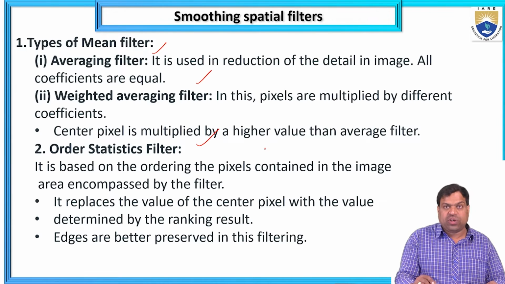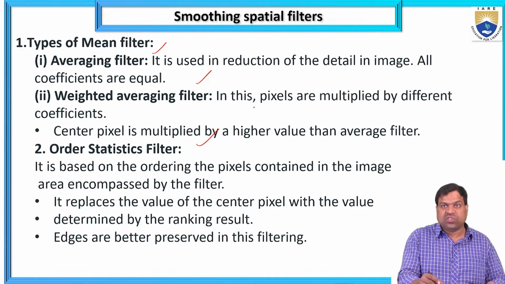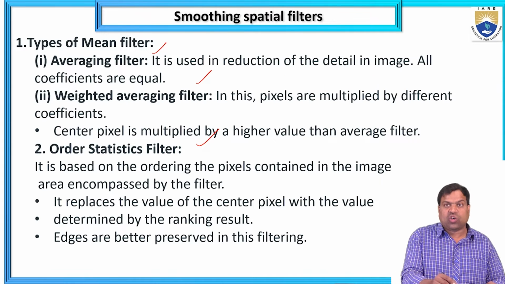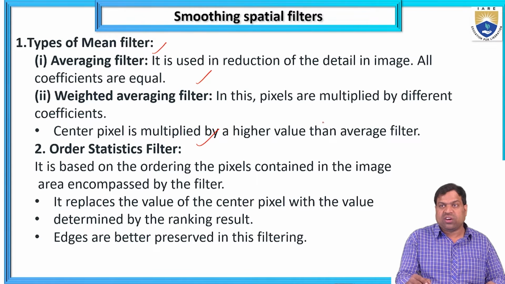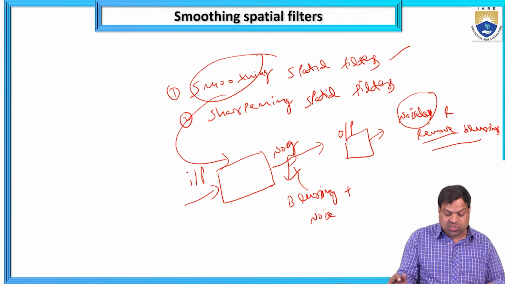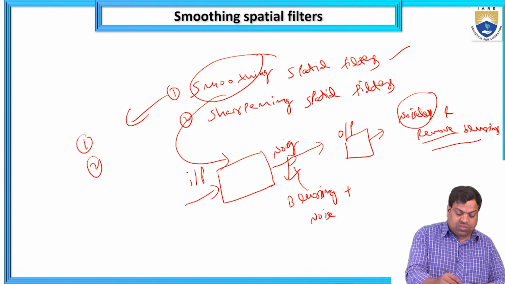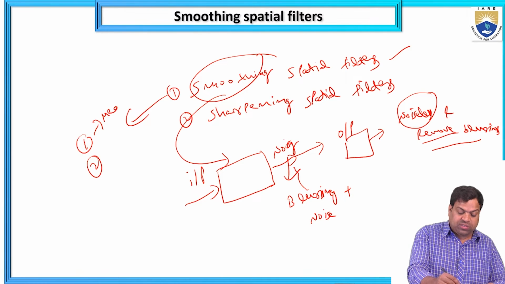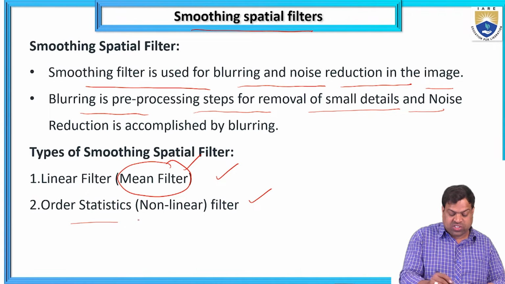What are the types of mean filter? Here, the average filter and the weighted average filter. The average filter is used in reduction of the details in an image, and all the coefficients are equal. In the weighted average filter, the pixels are multiplied by different coefficients, so the center pixel is multiplied by a higher value than the average value. In smoothing, two types are there: the first one is the mean filter, and the second one is the order statistics filter.